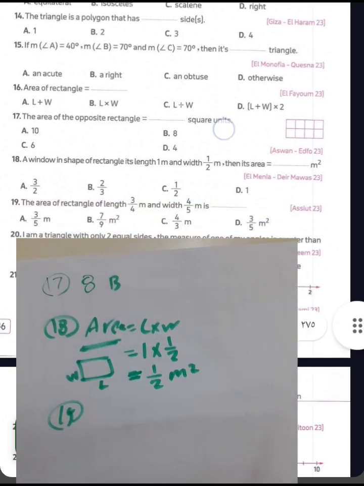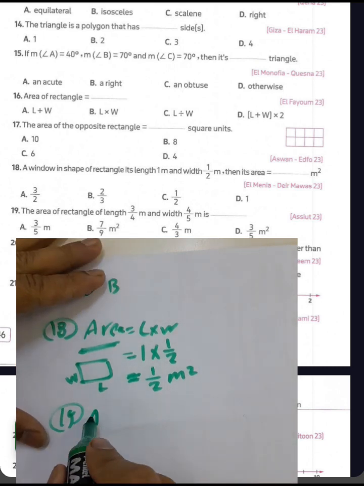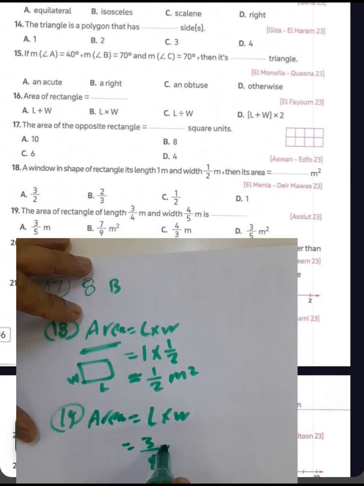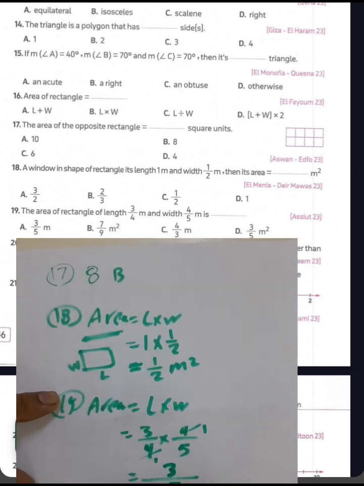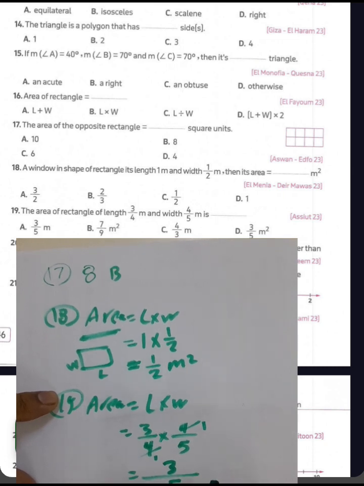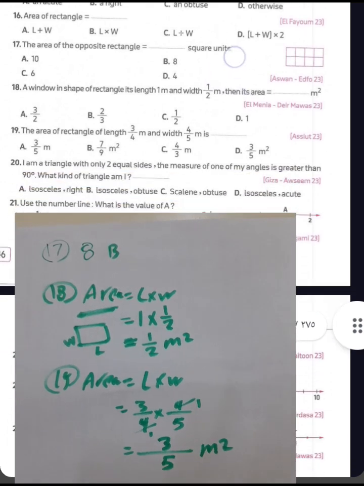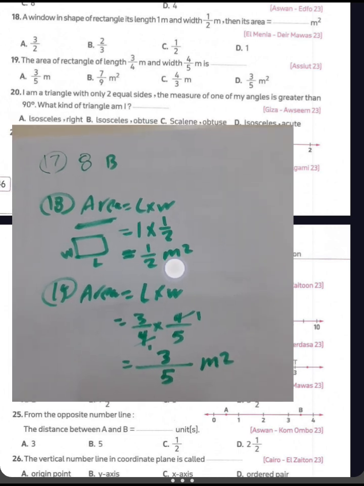Question 19. The area of a rectangle of length 3 over 4 meter and width 4 over 5 meter equals what? We can write the area equals length times width. He gives us the length, and the width is 4 over 5. Multiply them. 4 divided by 4 equals 1. You can simplify it. 1 times 3 equals 3. 1 times 5 equals 5. Then the result will be 3 over 5 square meter. Choose letter D. Next question, number 20. I am a triangle.